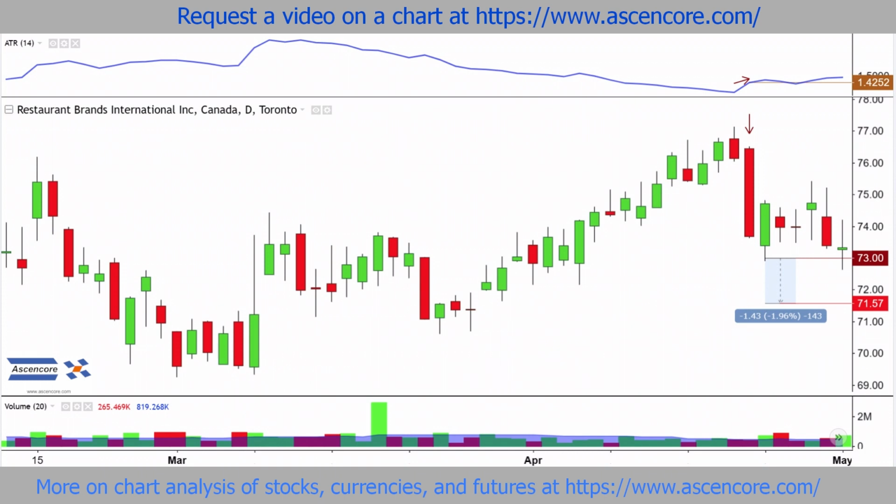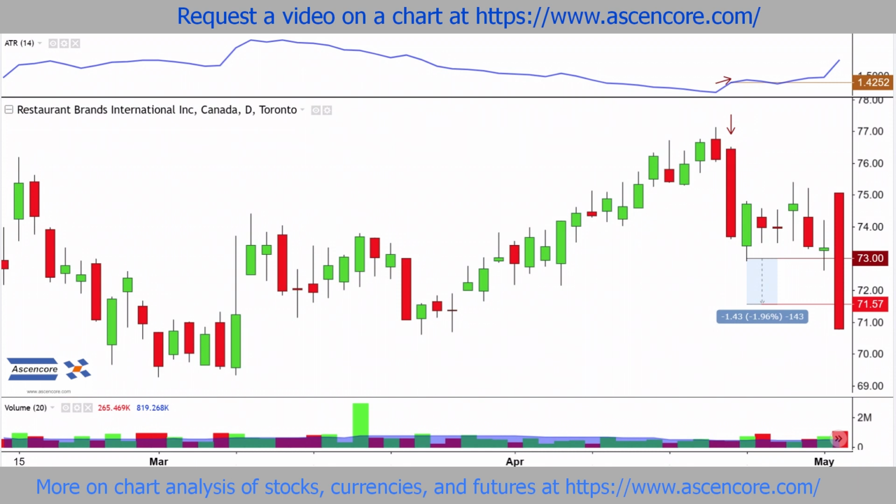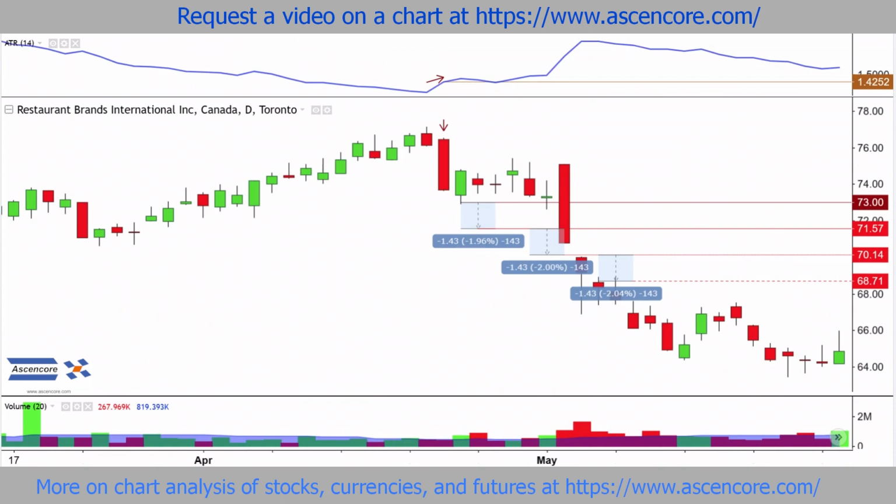73 is a short-term support with candles making lows near it, and using the approximate ATR value of 1.43 provides an approximate threshold that is eventually breached, trading and eventually closing under 73, along with advancing well under the range of 1.43 set by the ATR. It is not too surprising to then see a bearish continuation develop this downtrend further.